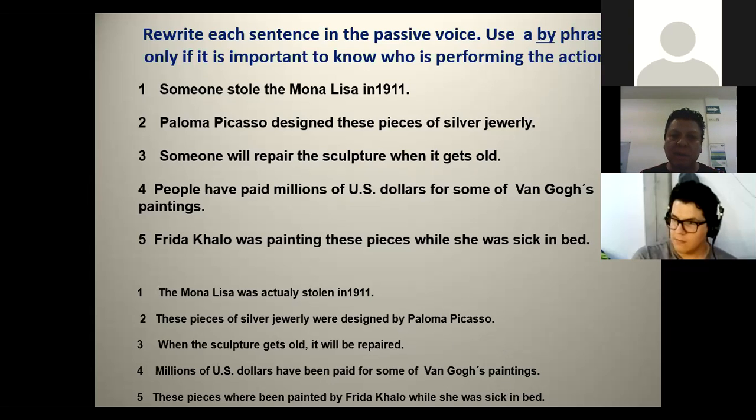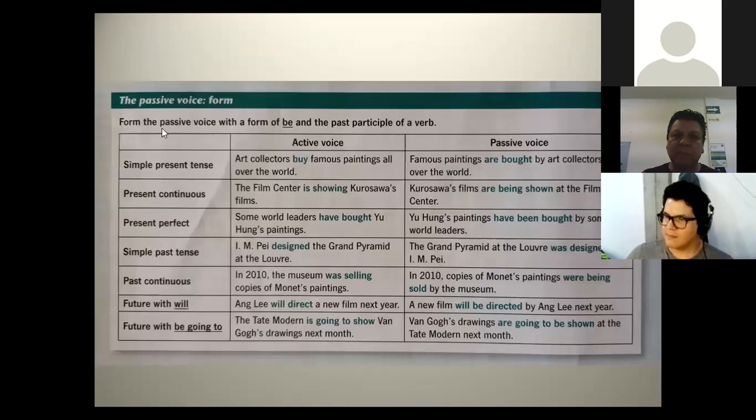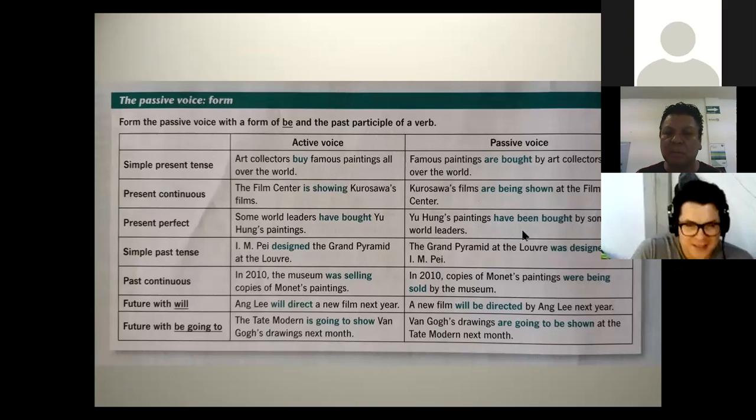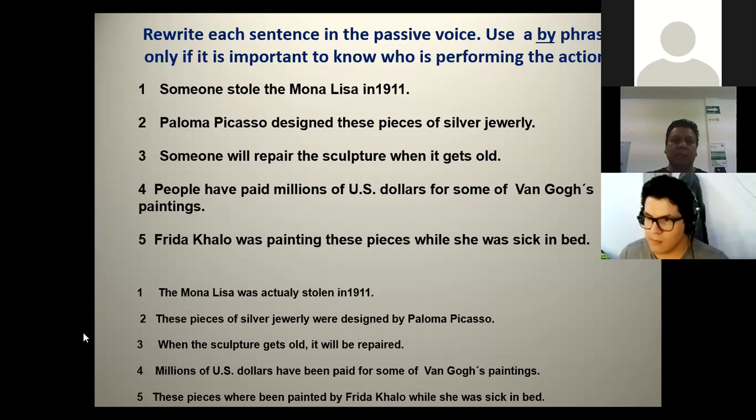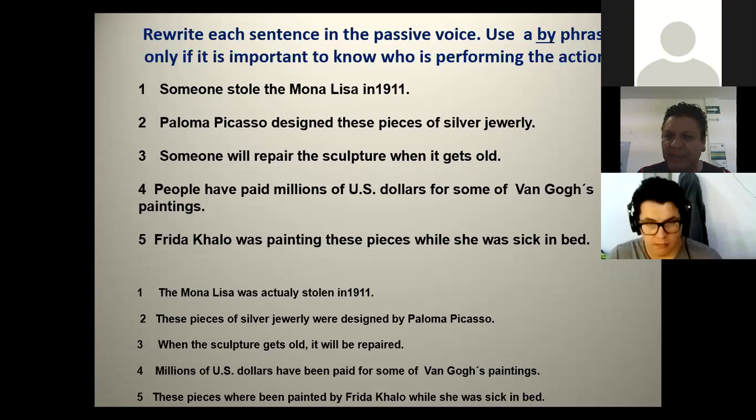Okay, remember we need to check the tenses in this part. It's easy, because if you check the active, we're going to change to the passive only with a form of be and the past participle. Have been is both present perfect. We need more practice. Sometimes it's so confusing.